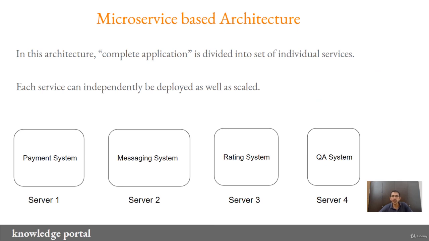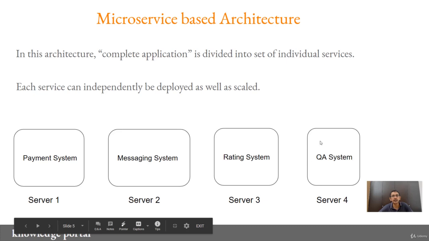And these are some of the reasons why organizations are moving from a monolithic based approach to a microservice based architecture. So in a microservice based architecture, the complete application is divided into a set of individual services. So now instead of deploying the complete application together, you divide it into a payment system, messaging system, rating system and QA system. So these are individual services altogether and each service can be independently deployed as well as scaled. So here you have deployed payment in server 1, messaging in server 2, rating in server 3 and QA in server 4.